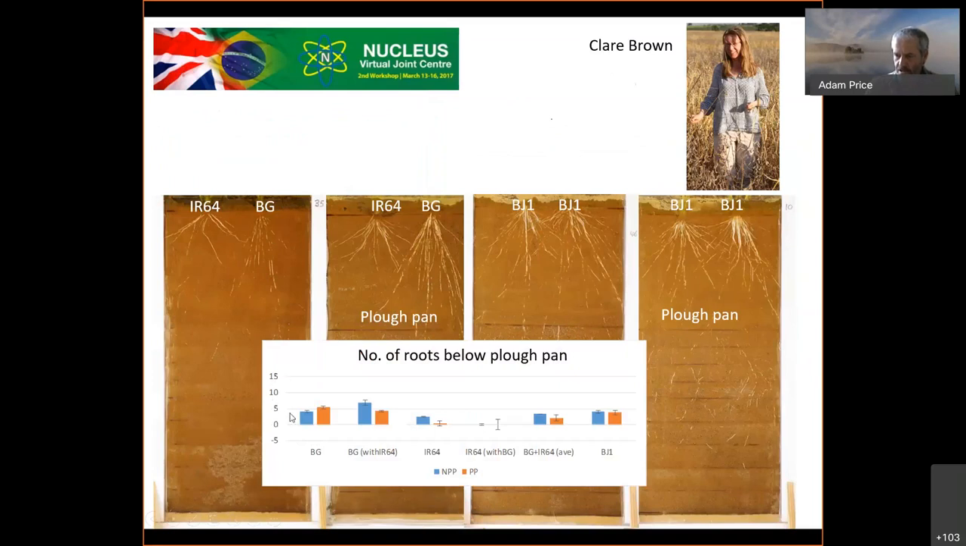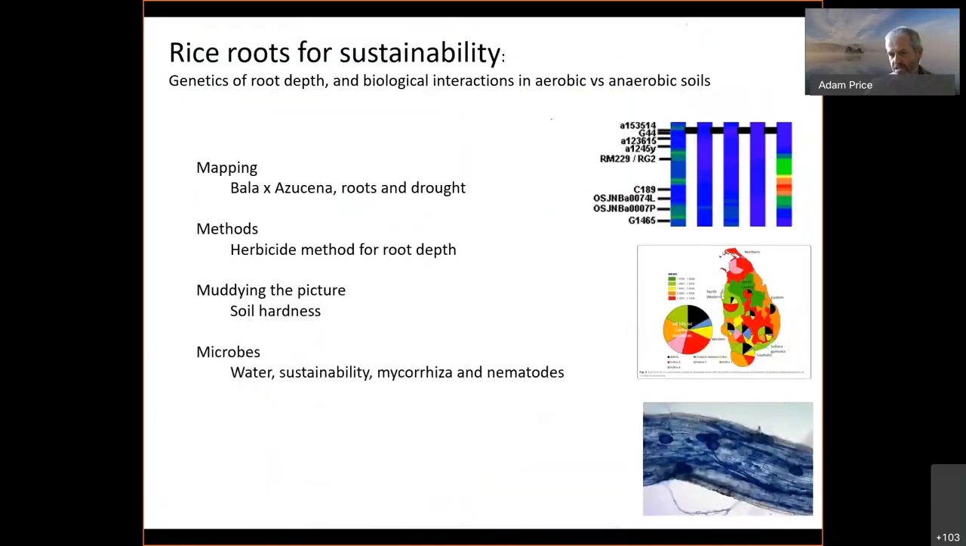below the plow pan for black gora. With a plow pan, without a plow pan, black gora doesn't care. IR64 cannot really get roots through this artificial plow pan. So this hasn't really been bottomed out, but the important message is soil physics matters.